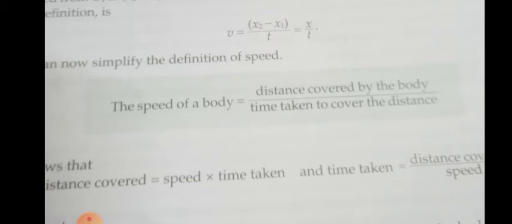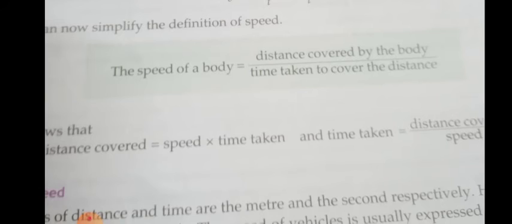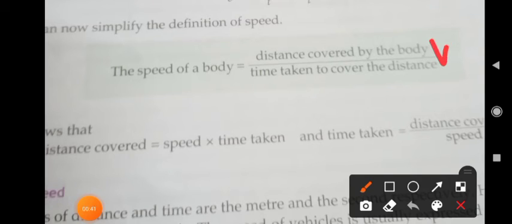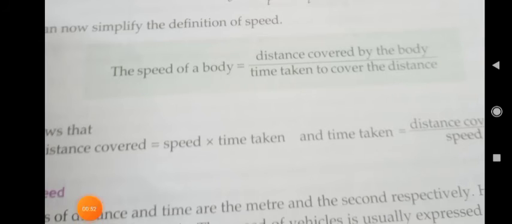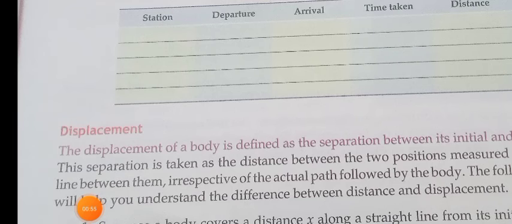So the unit of speed is meter per second. Distance is measured in meters, you know that, isn't it? Time is measured in seconds. So meter per second is the unit of speed. The SI unit of speed is meter per second. Do you understand? Yes. The next topic we are going to discuss is displacement.